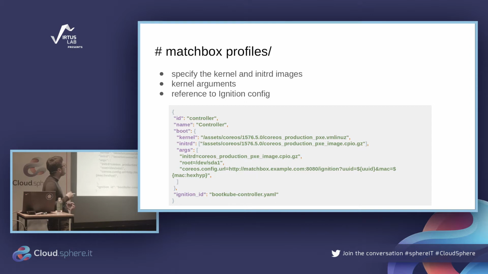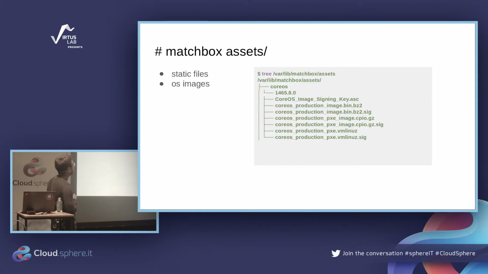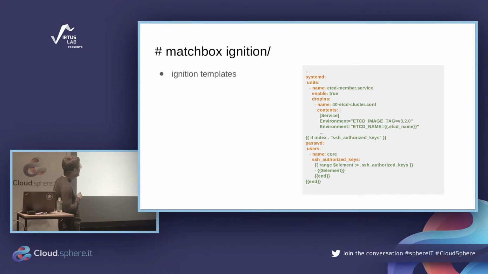A profile specifies the kernel and initial RAM disk images. We can also pass kernel arguments, even arguments to the bootloader if necessary. And it has a reference to the ignition config. This directory consists of static assets, mostly OS images. And ignition consists of a bunch of ignition templates. You can think about that as OS configuration. I will explain what ignition is later on.